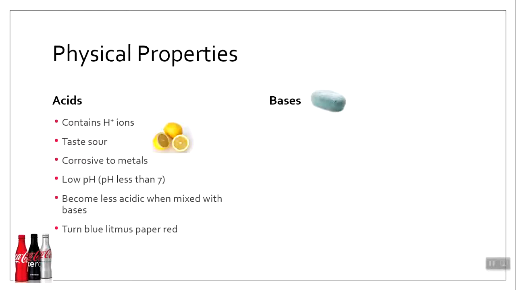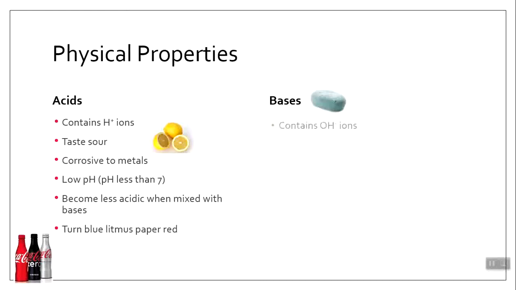They taste sour, they are corrosive to metals, they have a low pH, so anything less than a pH of 7. Remember, a pH scale goes from 0 to 14. They become less acidic when mixed with bases, and they turn blue litmus paper red. You might remember that there's pH paper, where if you dip it in a substance, it'll change color and tell you what pH level the substance is. Well, litmus is just a type of dye. So you have blue litmus paper and you have red litmus paper. If you put it into a substance and it turns red, then that tells you that it's an acid.